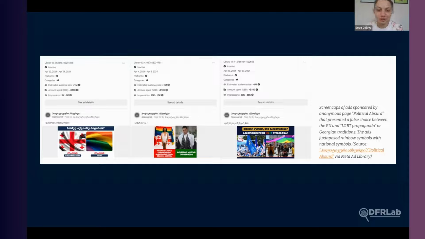And another example of sponsored posts, again from this political absurd Facebook page, created a false dilemma: are you joining these, I don't know, LGBT protests, or are you on the side of Georgia? They used image comparisons, visual comparisons. On one side, the rainbow flag, portraying the ongoing protests, as an attempt to discredit protests. And on the other side, national symbols such as the flag and traditional clothes and so on. So this was one of the campaigns targeting the protests.